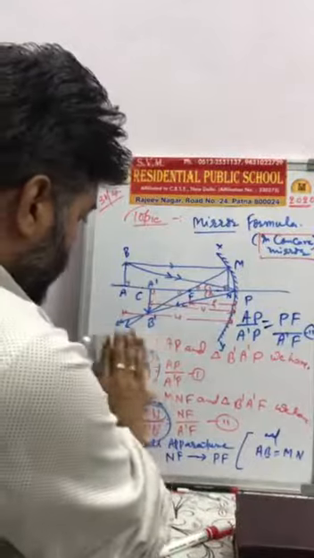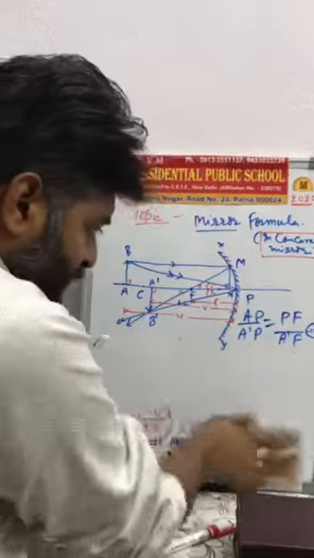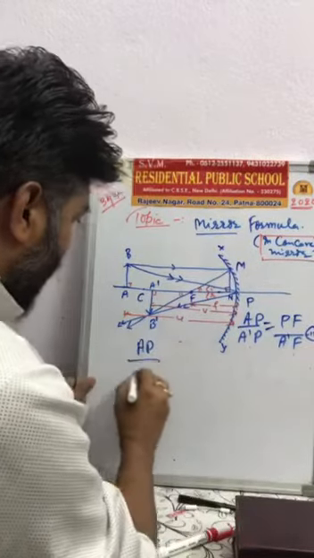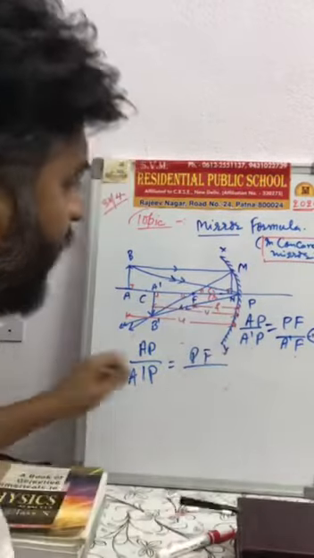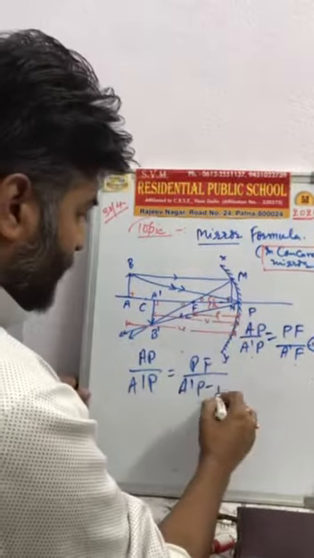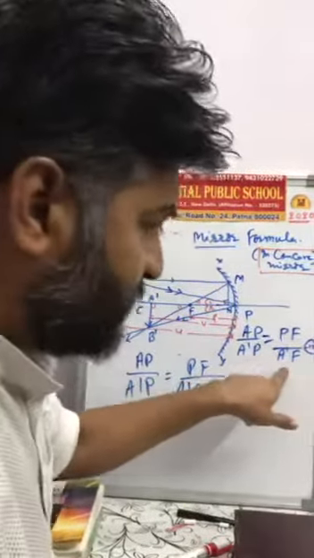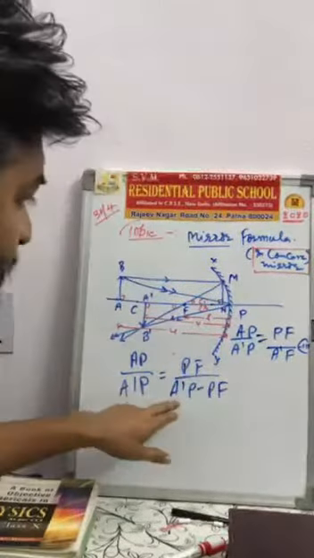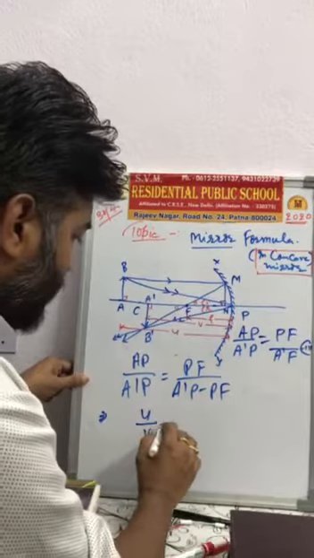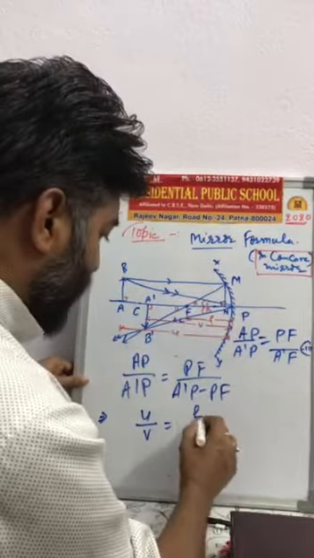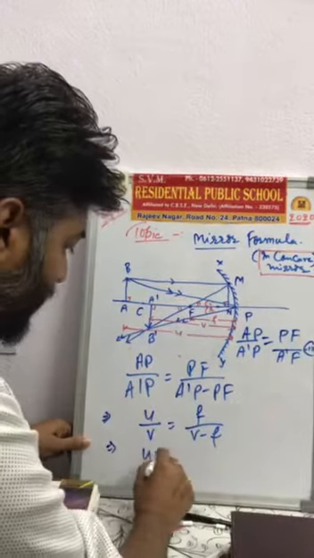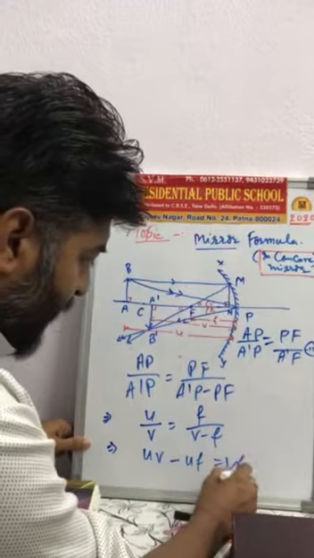Now let's see. From this equation we can write AP by A'P is equal to PF by A'F. We can write A'F as A'P minus PF, because in terms of symbolic distance, A'F is equal to A'P minus F. Now take their values. AP, that is U, by V, is equal to PF by, we can write PF as F, over V minus F. Now by cross multiplication we get UV minus UF is equal to VF.